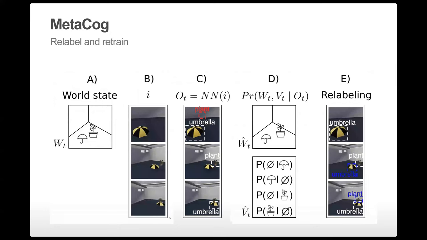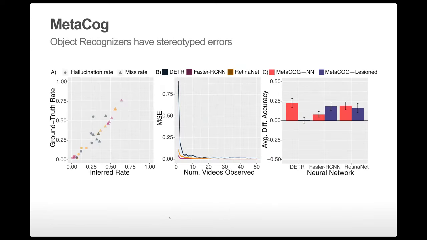I'll just skip a few just to show again. What we can do, just to show on the right-hand side, is the result after we run this through the system. Basically we can pick up the objects that we missed and correct these errors. But I'll go back and show some of the other results.